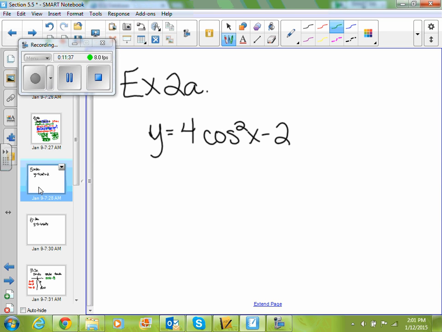So if I look at example 2a, I'm supposed to simplify this so that I can graph it. You guys are going to graph them in your graphing calculators, but let's look at how to simplify it. The first thing you always want to do is try to factor. I have a 4 and a 2, so I'm going to factor out a 2 from both my terms. If I factor out a 2 from that 4, I end up with 2 cosine squared of x. Now if I factor out a 2 from that 2, I end up with -1.